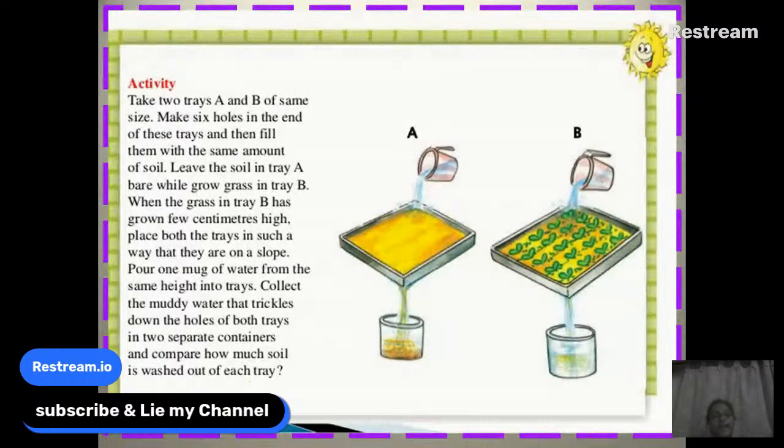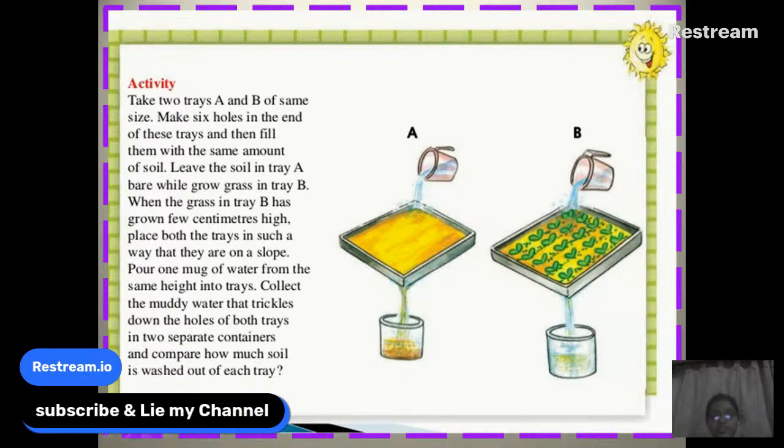Next, we will move on to an activity. What does this activity mean? This activity means that we need to take two trays, A and B, of the same size. Now we make six holes at one end of these trays and then fill them with the same amount of soil, and leave the soil in the tray. Then sow wheat or rice grains in tray B.